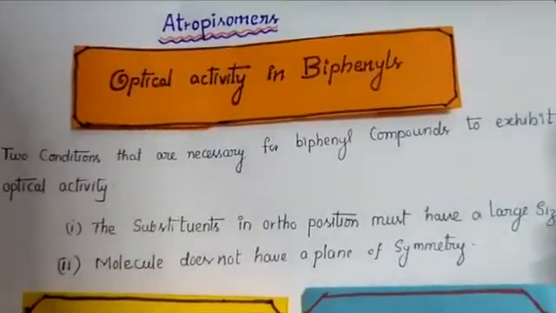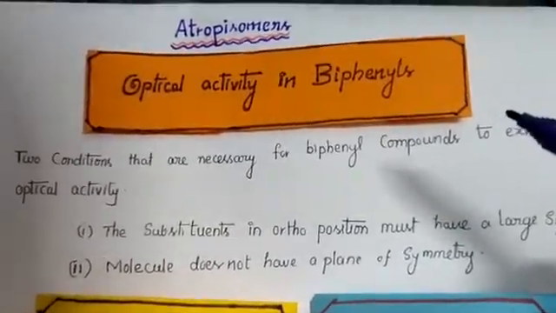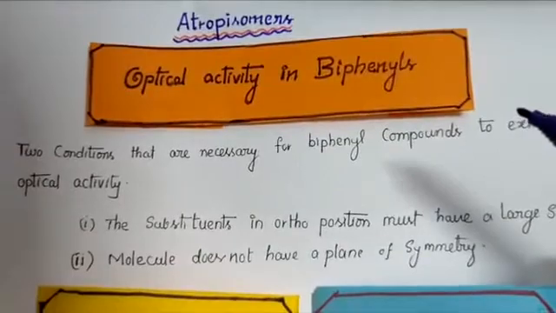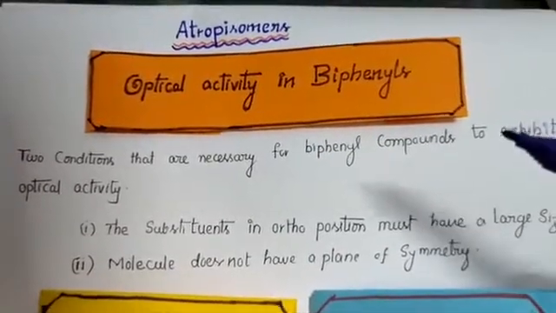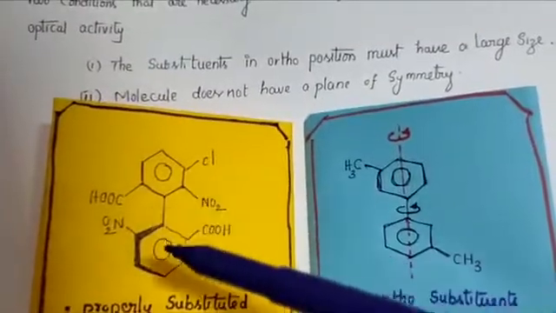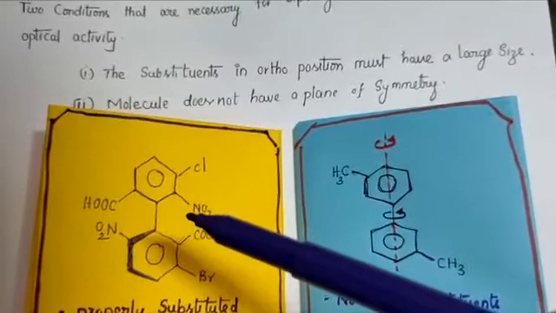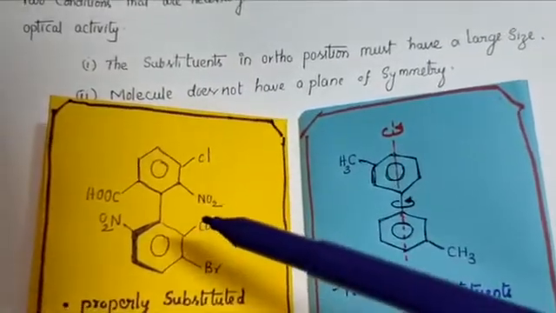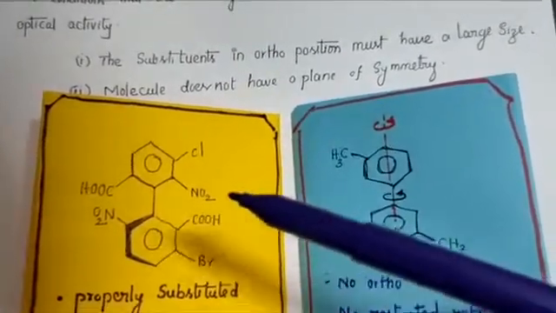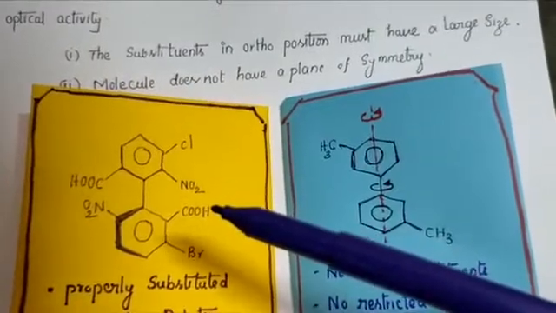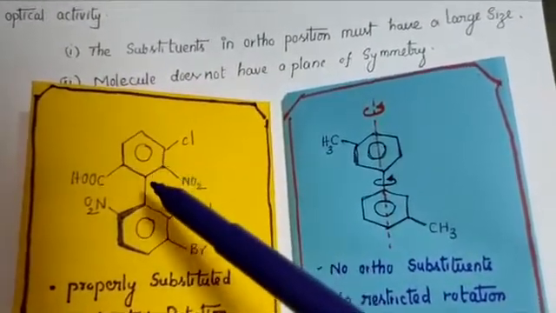Hello students, in today's class we are going to see about atropisomers, that is, optical activity in biphenyls. We all know that biphenyls means two phenyl rings connected through a single bond. These compounds do not have any chiral center, but still the whole molecule will act as a chiral molecule. Why?